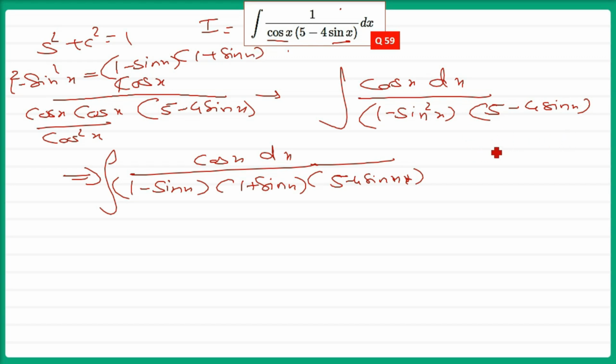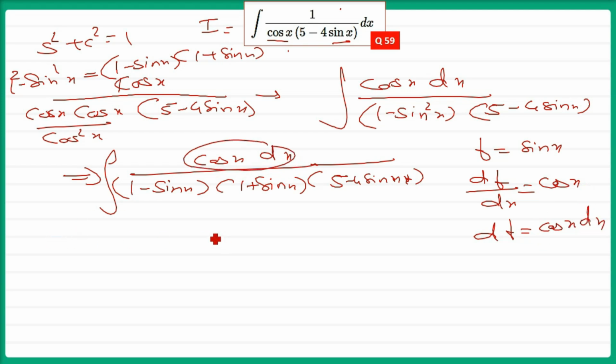And the formation will be so easy that we have already covered it earlier. Like I'll just show you. t equals sin x, dt by dx will be what? It will be cos x. So dt becomes equal to cos x dx. So this cos x dx will be dt.